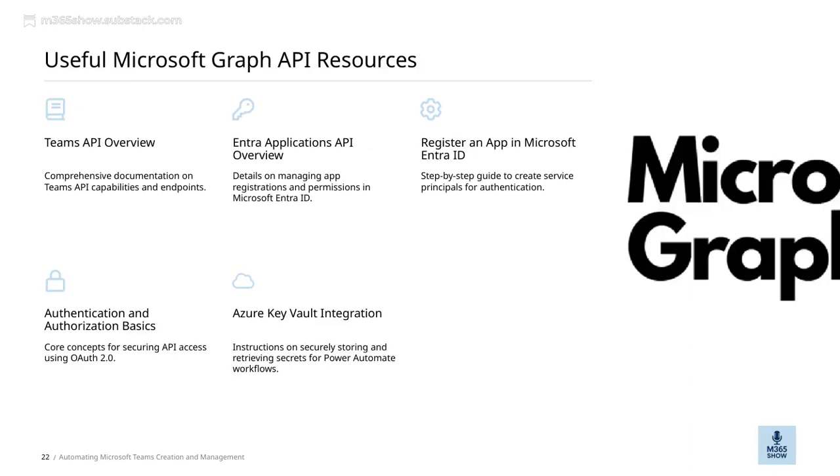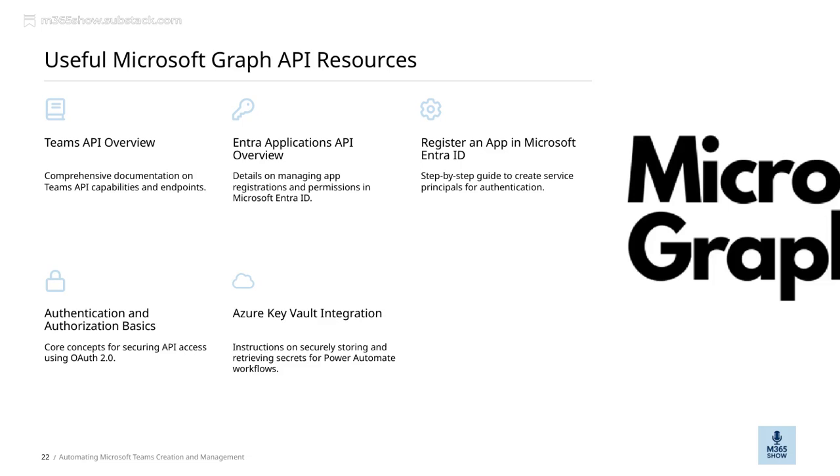Now, let's look at some key resources for working with the Microsoft Graph API. First, securing your workflows is crucial, especially when automating tasks like creating and managing teams. That's where Azure Key Vault comes in. It helps you store and retrieve secrets securely, making sure sensitive information stays protected when used in Power Automate workflows.